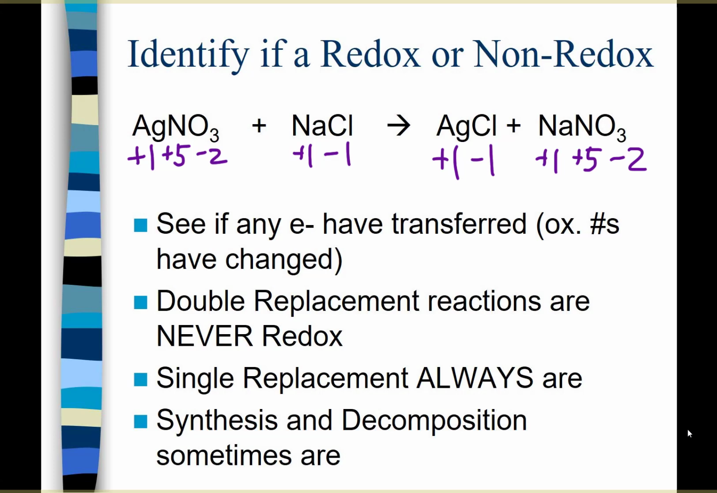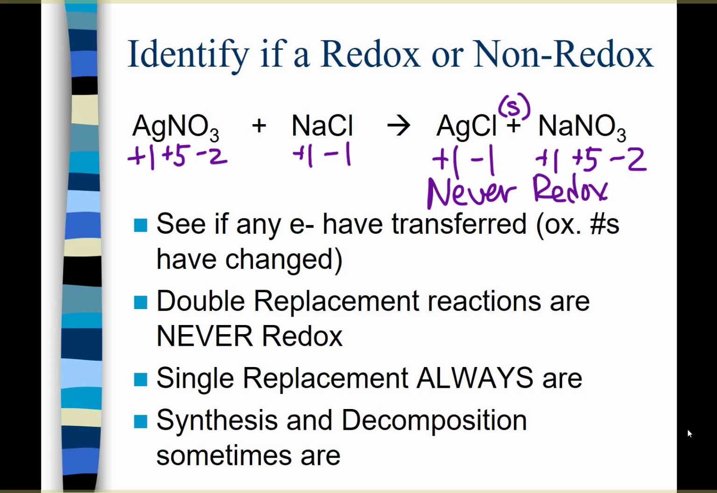So this right here is a precipitation reaction. This is actually a solid that we made right here. And this is a double replacement reaction, and double replacement reactions are never redox. I have initially my two solutions, and as soon as my solutions are poured together and the ions touch each other, then they will react and form this solid. So these are never redox.